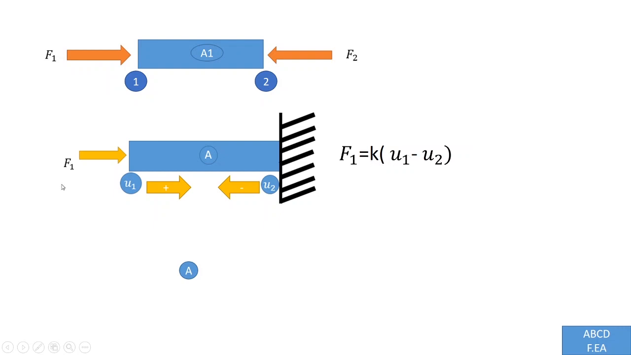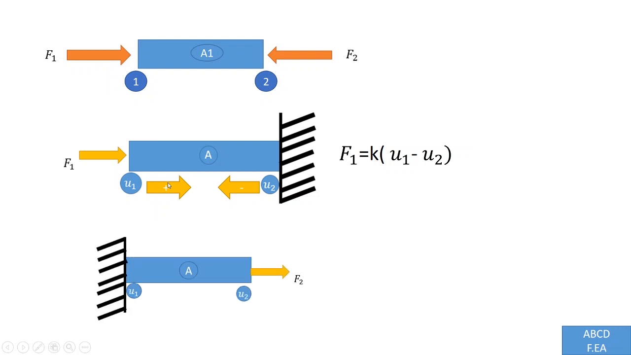In the next step, with the same system, we will fix our node 1. Here we had fixed node 2, here we will fix node 1. Now F2 is acting at this end, so we will see. If I have to write this part for node 2, it will be F2 = K(U2 - U1), because U2 and F2 are acting in the same direction. However, U1 is acting in the negative direction. That's why I have written it like this. So we are going to sum it up.